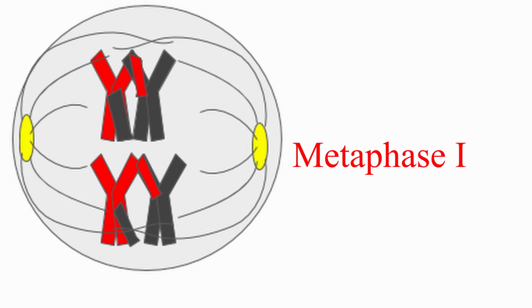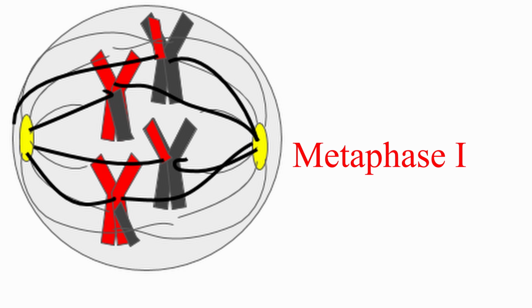Then, Metaphase I starts, where tetrads now line up randomly along the equator of the dividing cell, with each chromatid being roughly perpendicular to the poles of the cell. Spindle fibers from one of the poles attach to the centromere of one homologous chromosome, and then the other homologous chromosome becomes attached to the opposite pole by spindle fibers from that pole.